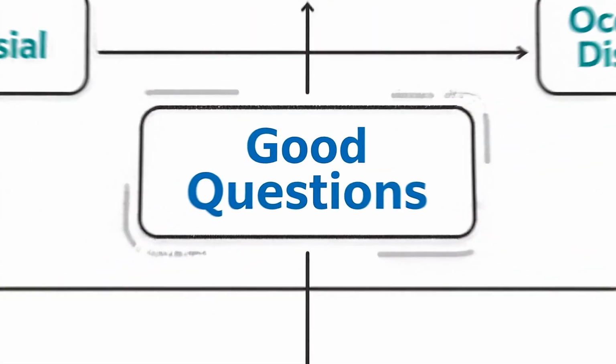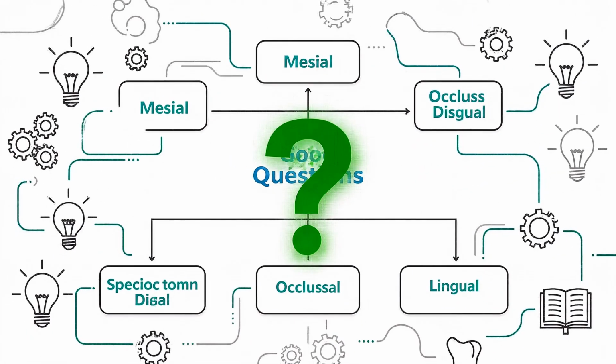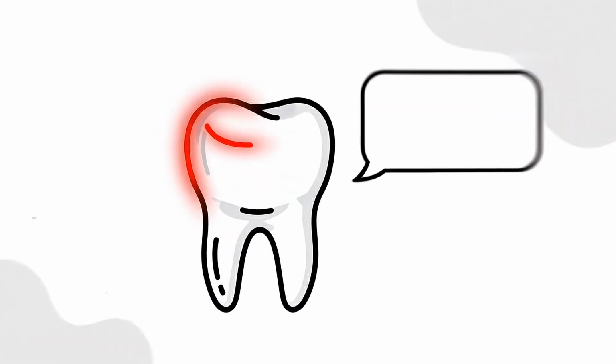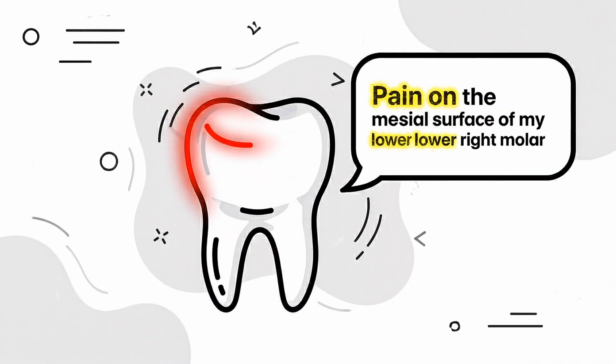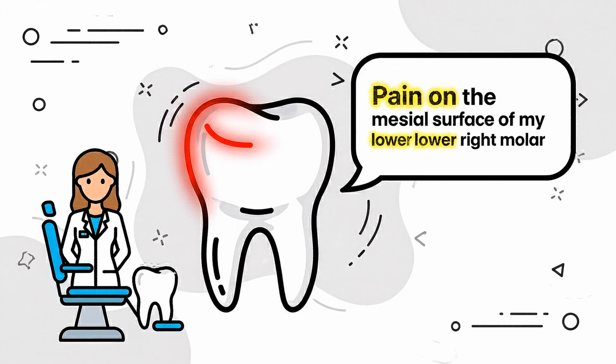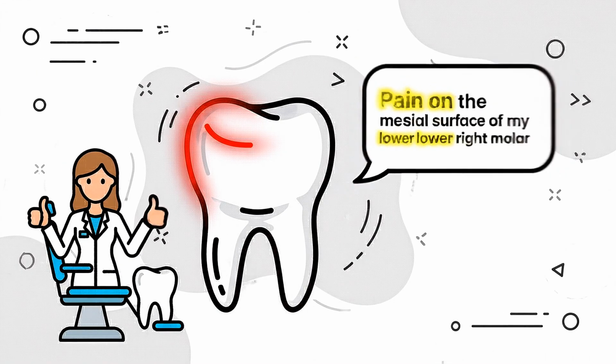Here's why this matters. When you understand these terms, you can ask better questions. Instead of saying, "My tooth hurts on the side," you can say, "I have pain on the mesial surface of my lower right molar." Your dentist will be impressed.